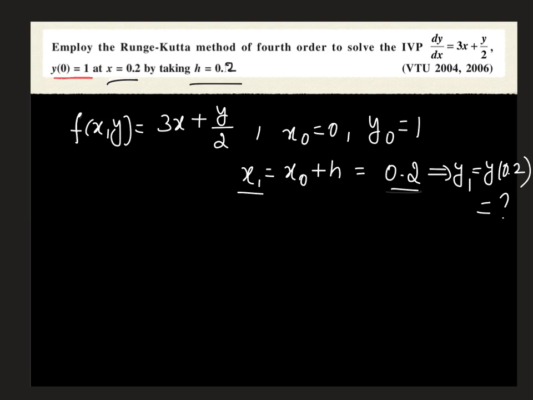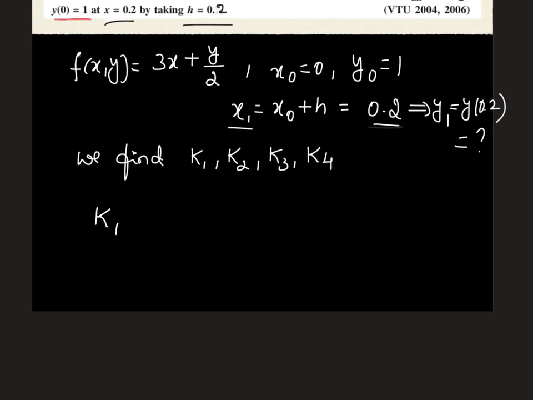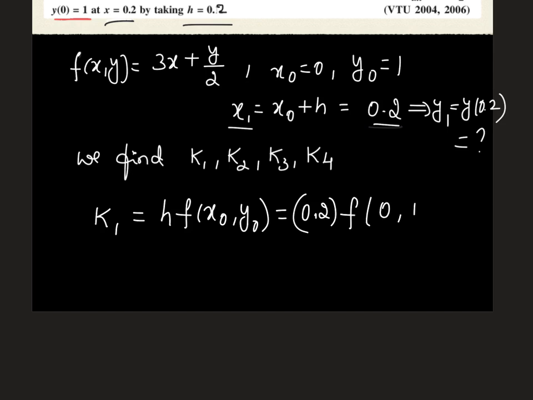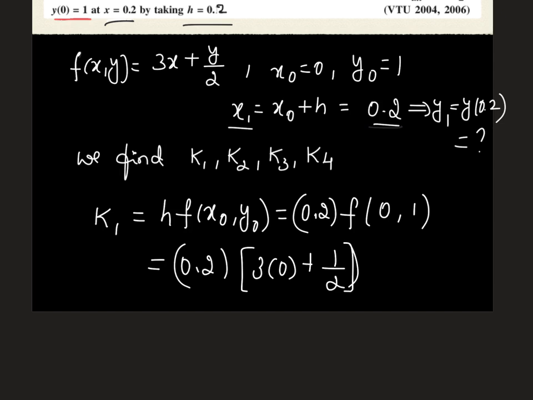Now, before that, we find all the k's required: k1, k2, k3, k4. So k1 is h f of x naught, y naught, where h is 0.2, x naught is 0, y naught is 1. So it is 0.2 times f, and the function f is 3x plus y by 2. Now we substitute x as 0 and y as 1: 3 into 0 plus 1 by 2. On solving, this becomes 0.2 times 0.5, which is 0.1. So k1 is 0.1.